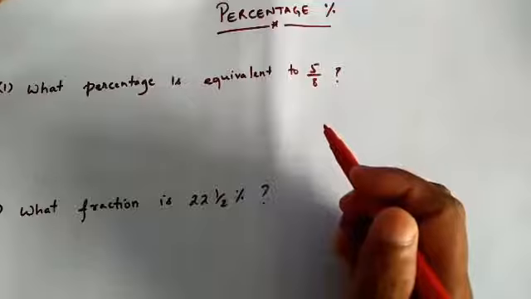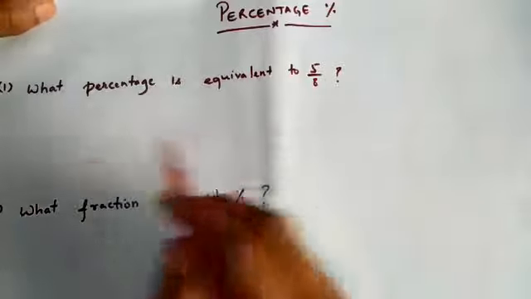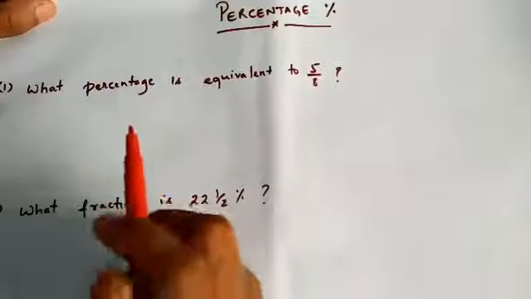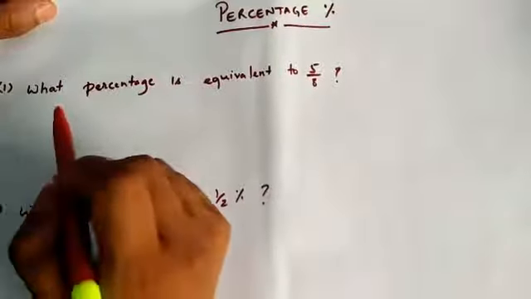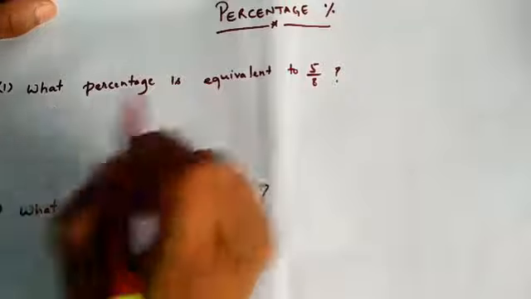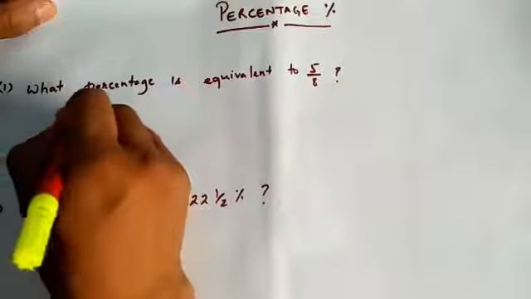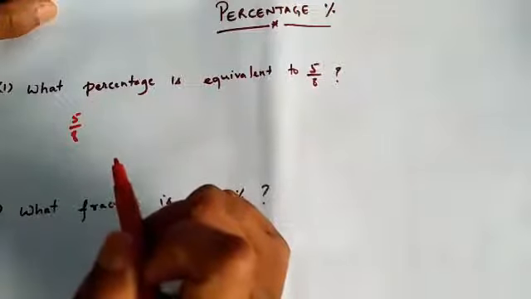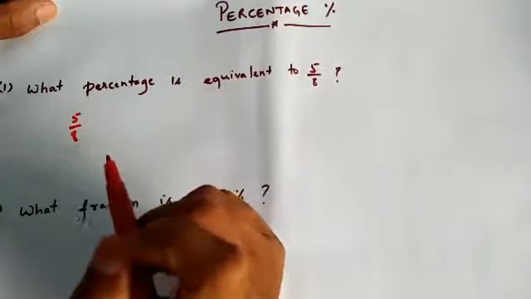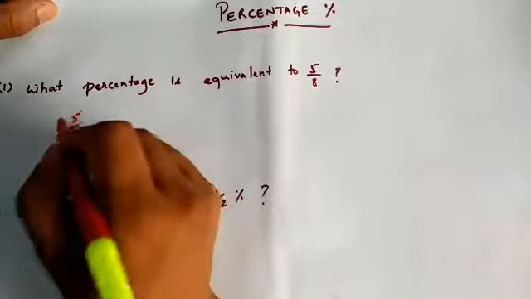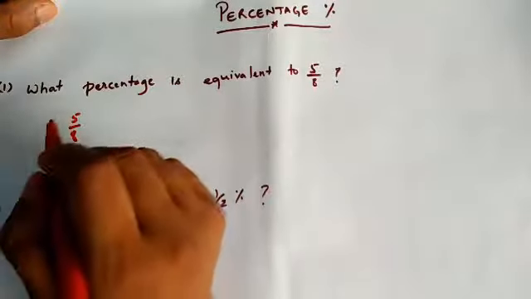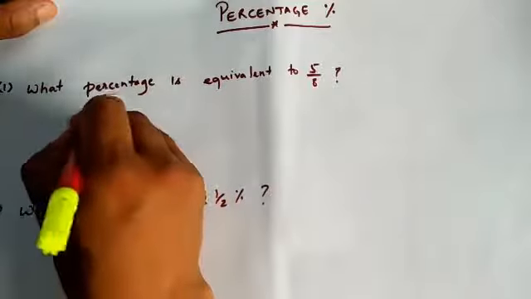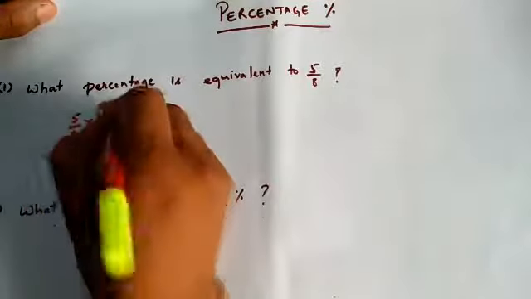Okay, so let's start. What percentage is equivalent to 5 by 8? Number one question, and what we have to find is a percentage. 5 by 8 is the given fraction, and we have to convert this into percentage. Whenever one has to convert a fraction into percentage, one has to multiply it with 100. That gives you the percentage.